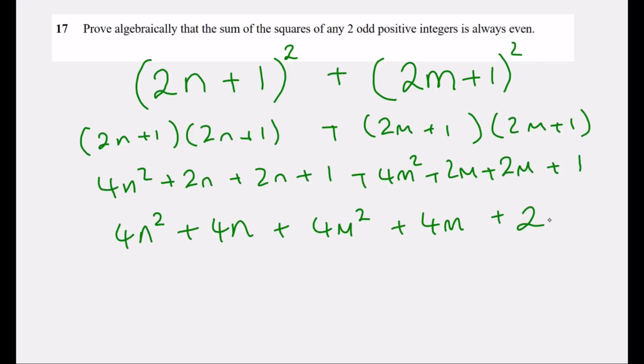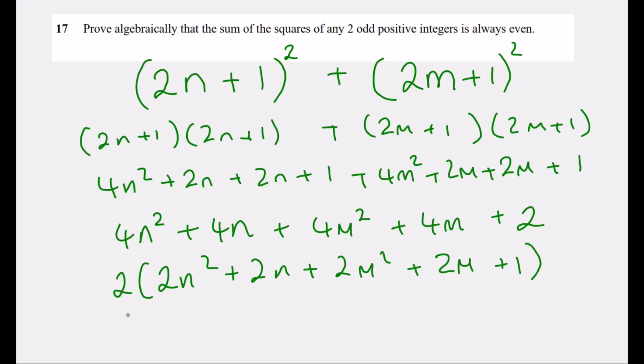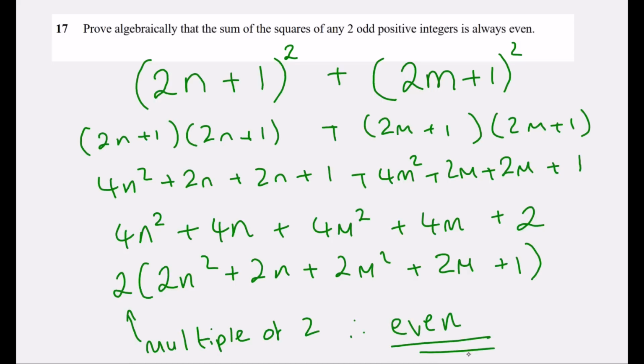How can we prove it's even? So we can factorize 2 out of this. So 2 times 2n squared plus 2n plus 2m squared plus 2m plus 1. So it's a multiple of 2. Anything times 2 is a multiple of 2. And anything in the 2 times table is even. So it is even.